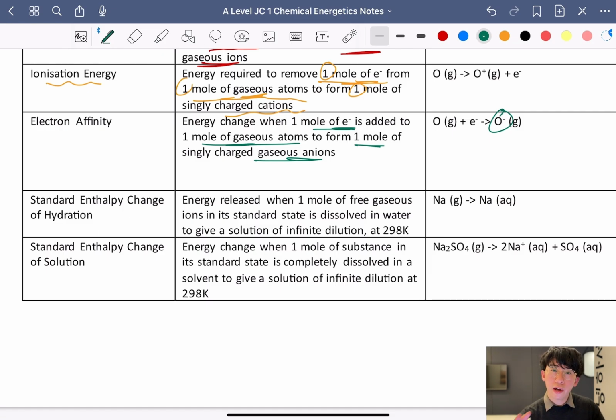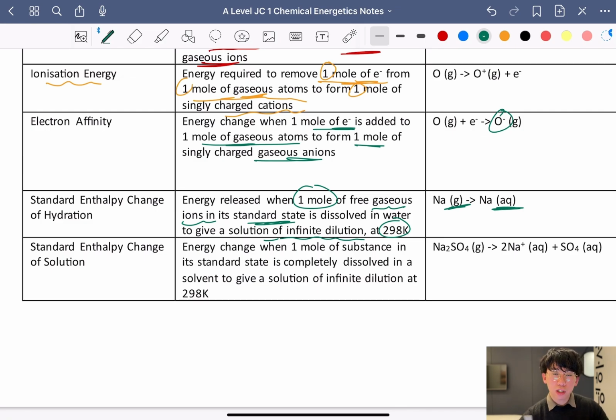And last two, we have enthalpy change of hydration. So this is pretty much dissolving an atom. So I'm dissolving anything in a standard state, one mole of that gaseous ion in the standard state, dissolved in water to give a solution of infinite dilution. Don't really need to know what exactly this means, just know that it's in the aqueous state. And it has to be one mole.